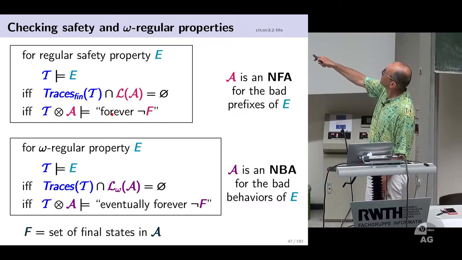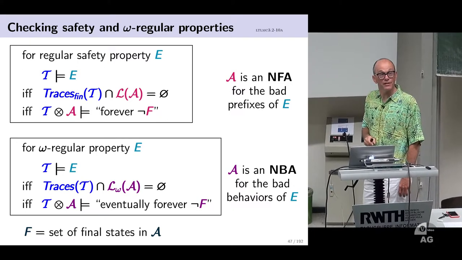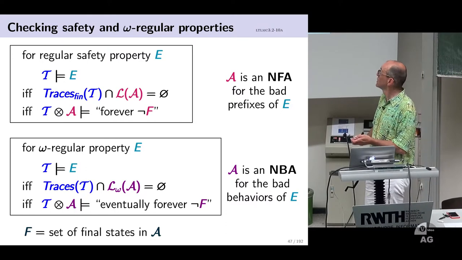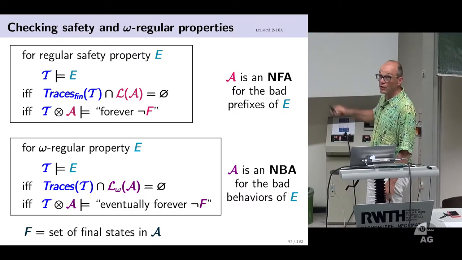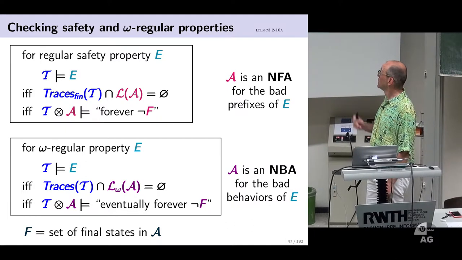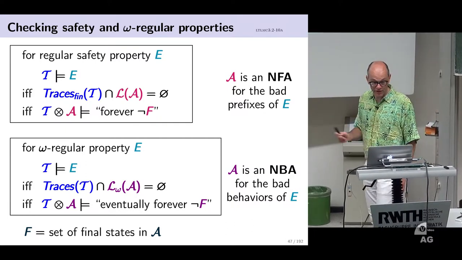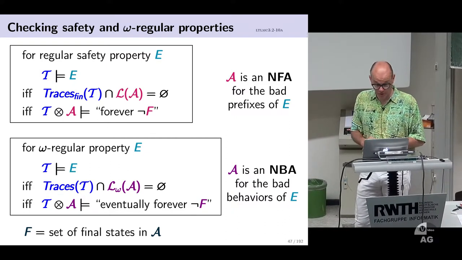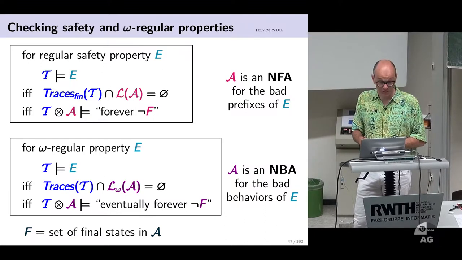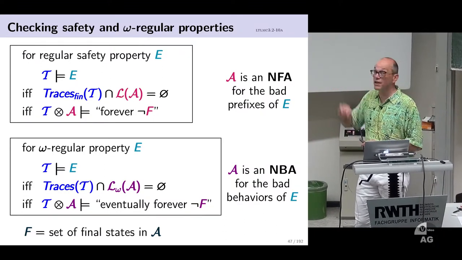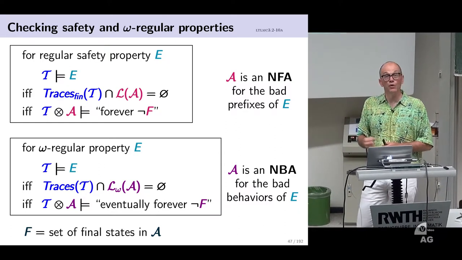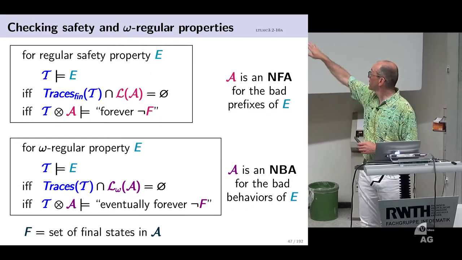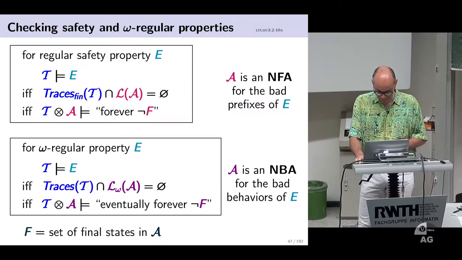Good, so that's an NFA and an NBA, sorry. Here we were checking, you should never reach an accepting state because a finite automaton is accepting once you reach an accepting state once. Here we are checking eventually forever not F. That means from some point on, we should never visit the accept state anymore. And in both cases, F is the set of final or accepting states of this automaton. So I hope you see here that the two schemes are very similar. And I hope you understand why we need automata on infinite words and why we are going to check now this property eventually forever not F.